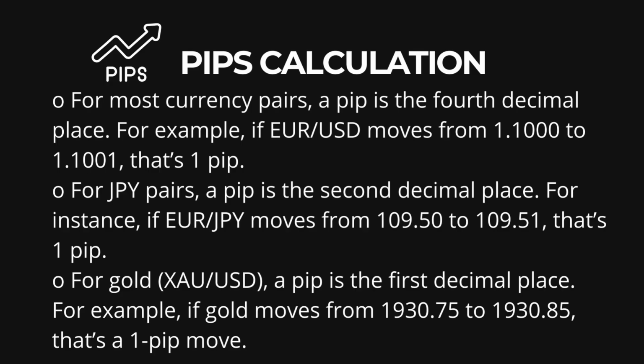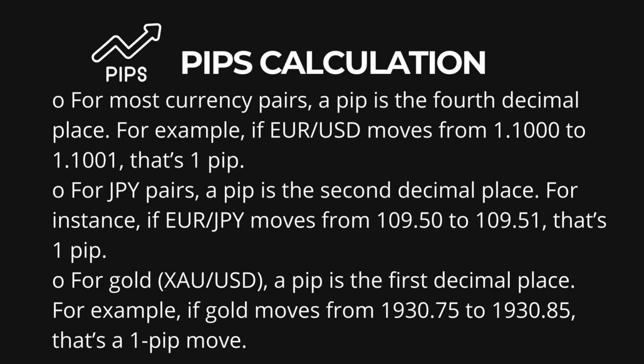A pip is the smallest price movement in Forex. Just like I said, it's called the cell of Forex. But calculating pips for JPY pairs and gold works a little differently. Now, for most currency pairs, a pip is the fourth decimal place. For example, if Euro USD moves from 1.1000 to 1.1001, that's 1 pip. For JPY pairs, a pip is at the second decimal place.